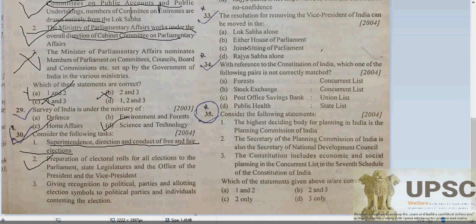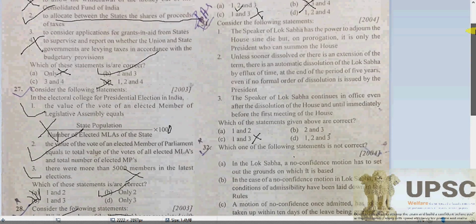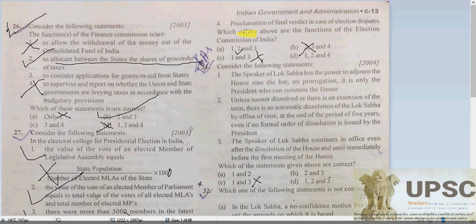As we know, option 3 is giving recognition to the political parties and allotting the election symbol to the political parties and the individuals contesting the election. That is also correct. So options 1 to 3 are valid options. Of course, we have 1 to 3. That is A. Why not 4?